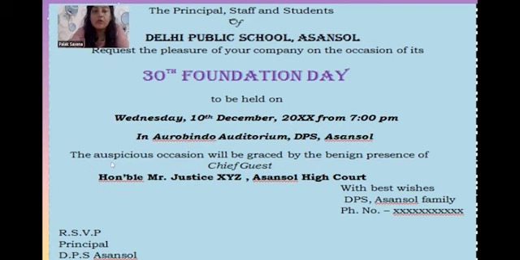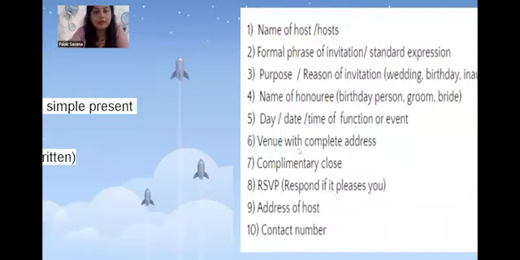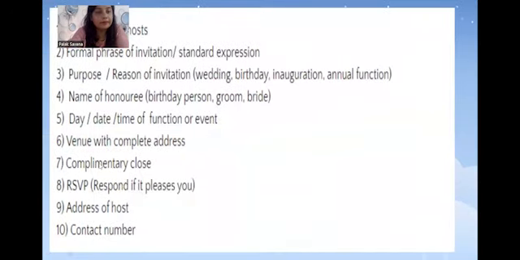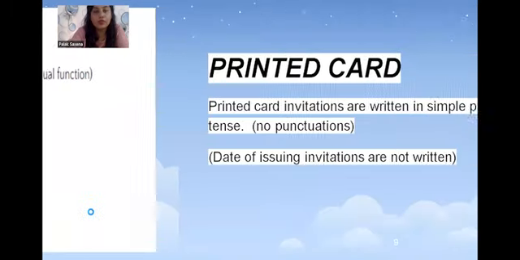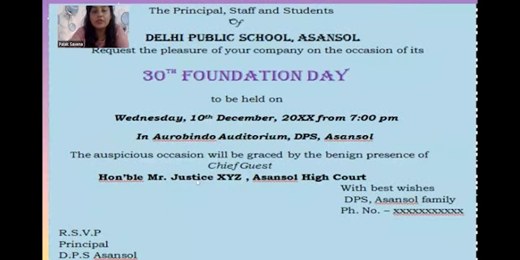Now, the auspicious occasion will be graced by the benign presence of the chief guest, the honorable name of the guest, as I told you in the previous place also. If you see, remember this slide, we had just discussed point number 9 and point number 4, name of the honoree and address of host. So the name of the honoree here is Honorable Mr. Justice XYZ, Asansol High Court. Now finally, the name of the host, address of the host, and a complimentary clause. The complimentary clause here is with best wishes, name of the host, address of the host, DPS Asansol family, and phone number is mentioned.